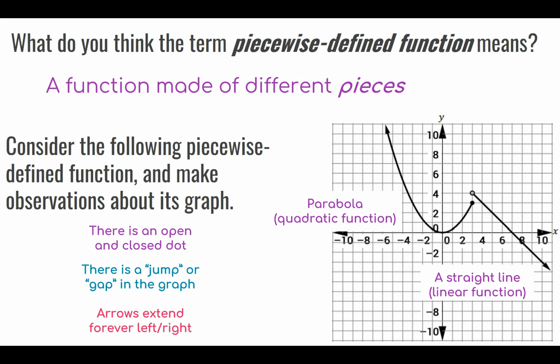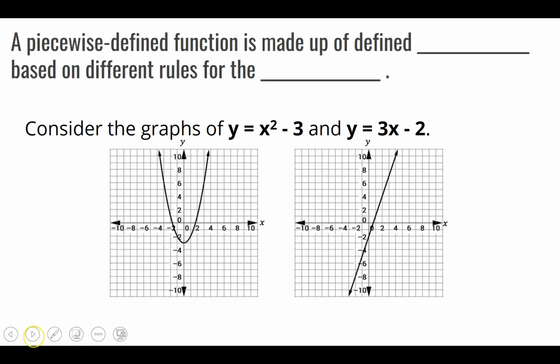You okay? You sure? Okay. We good? Yeah. All right. A piecewise defined function is made up of defined functions based off of rules of the domain. What's our domain? Remember this word. It's your x's. The domain is the rules. It tells you where they live.